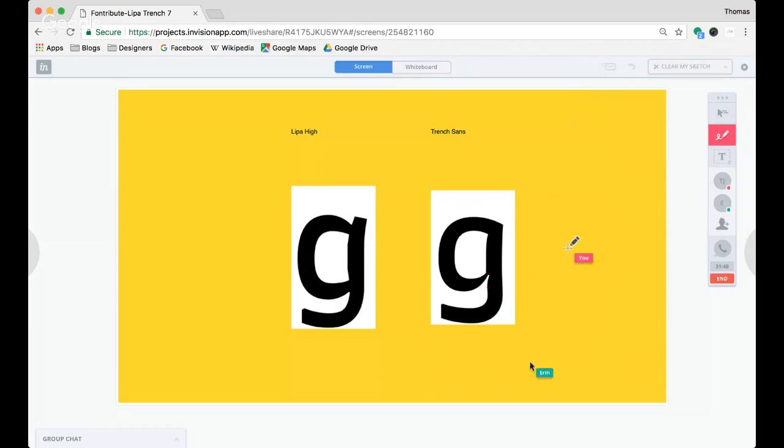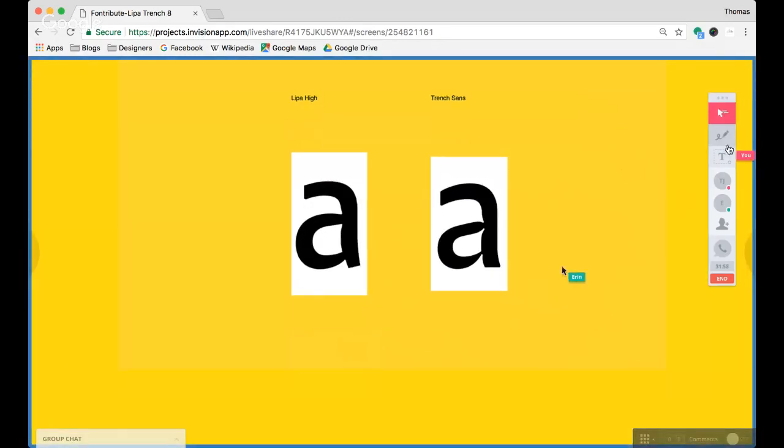Nice. Very cool. Yeah, that is quite thin down here. Very cool how they managed to adjust the weight properly. Cool. So what's our next letter? I can't remember. A. A time.